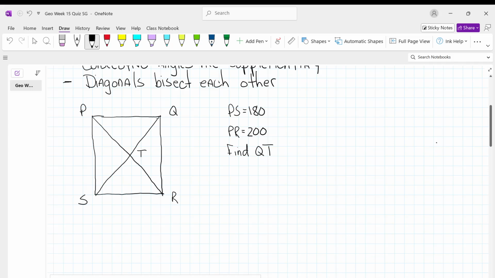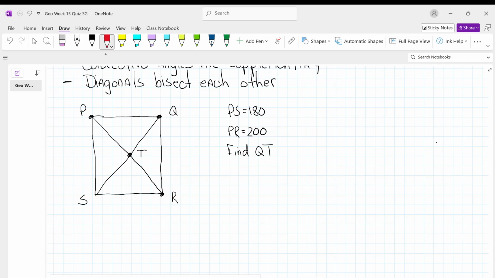All right, so Q to T is right here. Now, you're told that P to R is 200. So P to R is a diagonal, and it's 200. If we take this 200 and we divide it by 2, it would give us the length of half of a diagonal. Agreed? PR divided by 2 would give us T to R, because T is the midpoint of this diagonal.